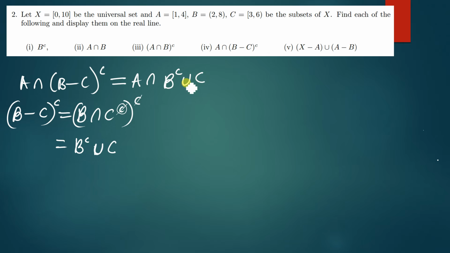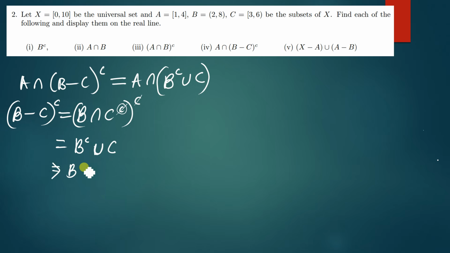Let me put them in brackets. I wanted to make a point here, but let me not confuse you. When we reach binary operations, we start with what is in the brackets, like I said. So let us find what B complement union C is.